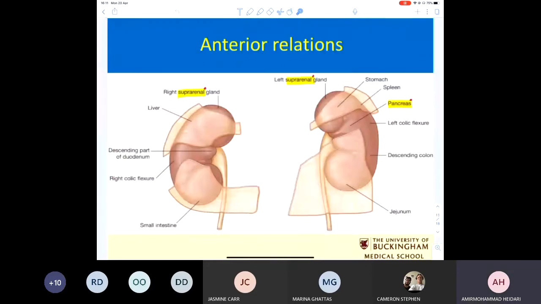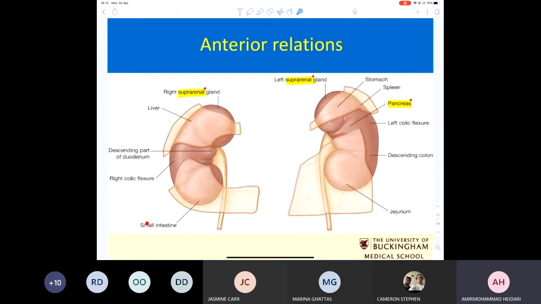Going further, now we've discussed the posterior relationships. Now let's go through the anterior relationships. Cameron will show this very nicely in his presentation, but some important things to remember is that the pancreas is here, just here. The suprarenal gland obviously sits above the adrenal gland, sits above the kidney.